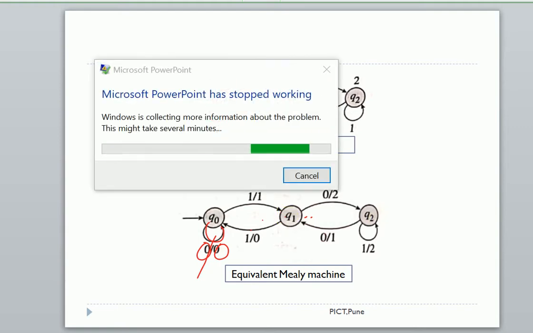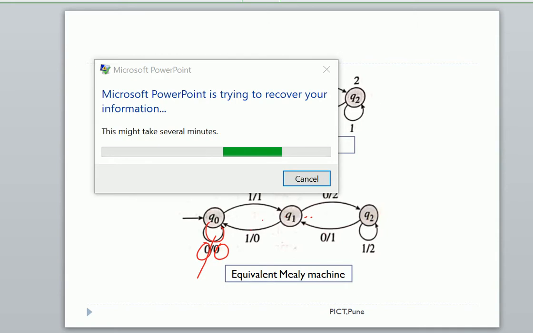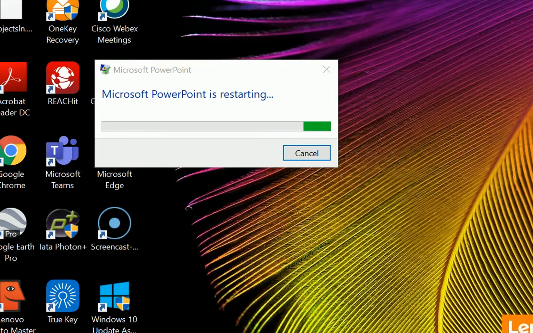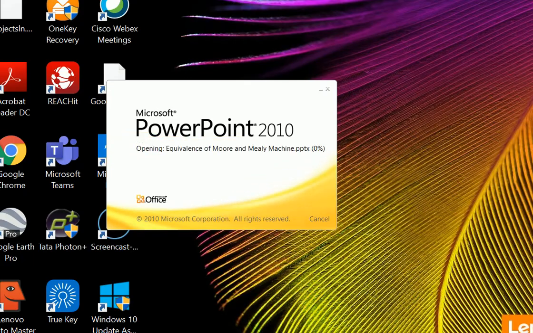Let me just check it out. Yeah, something went wrong. We'll have to wait. And this is how we can complete the diagram. Oh yeah, Microsoft PowerPoint is restarting.